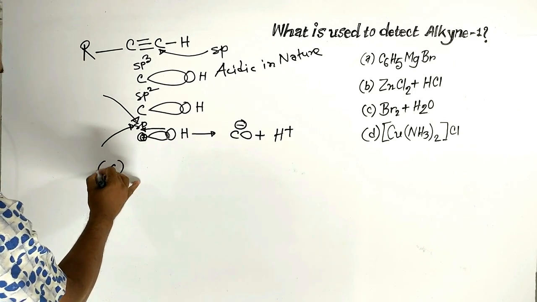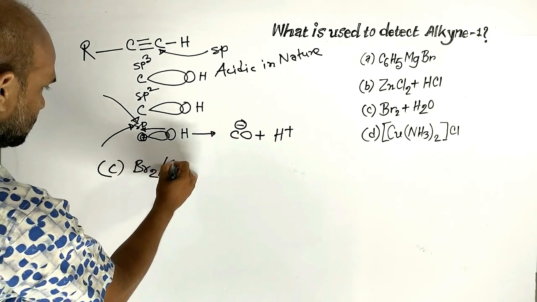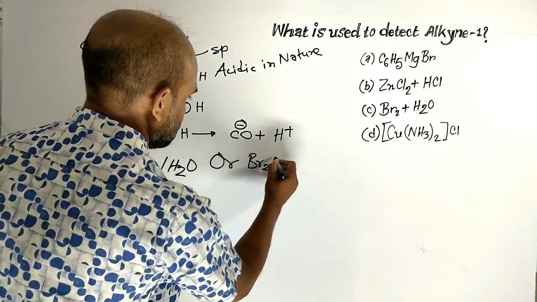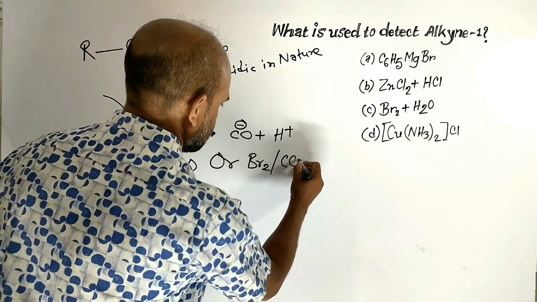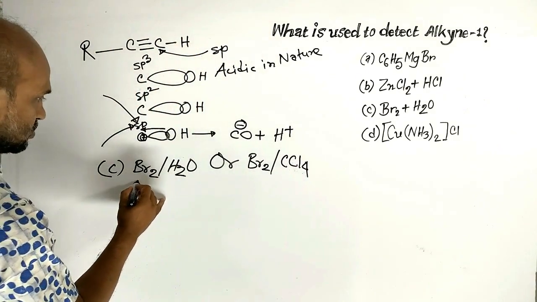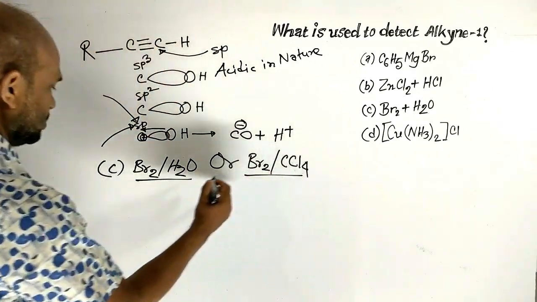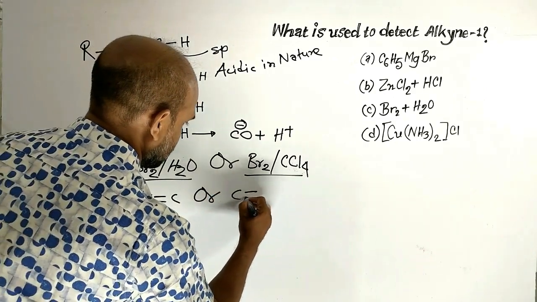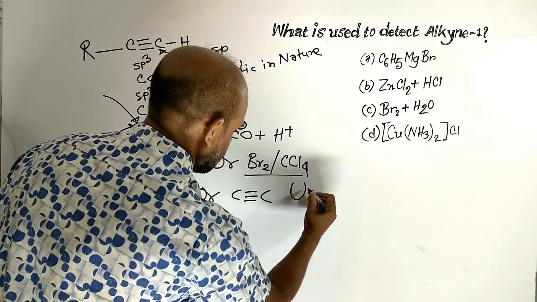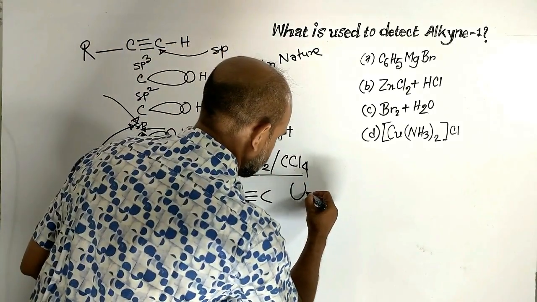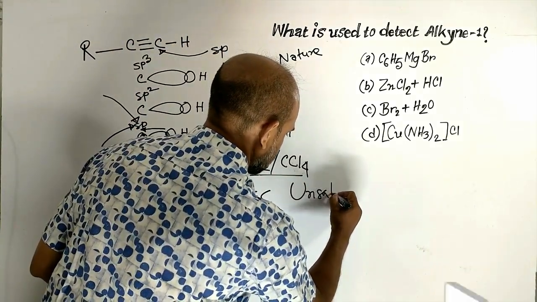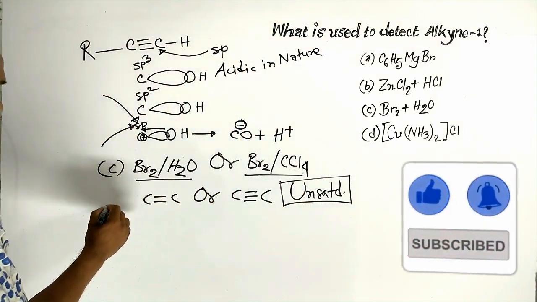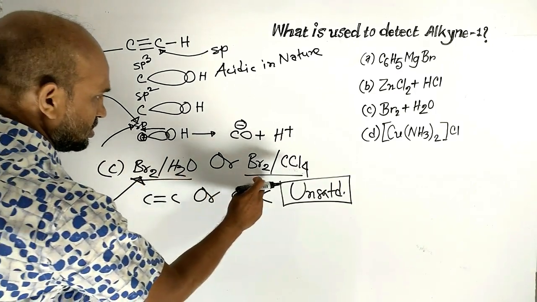Then C. Bromine water or bromine in carbon tetrachloride. Actually, both the reagents are used to detect carbon-carbon double bond or carbon-carbon triple bond. That is, both the reagents are used to detect unsaturation. But this is more reactive than this one.